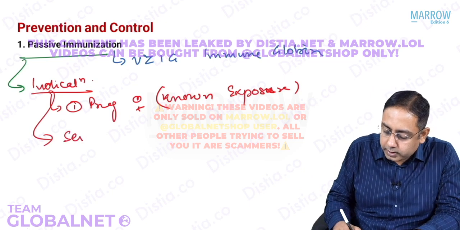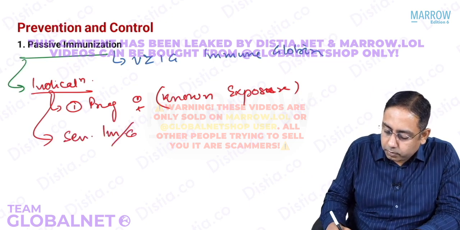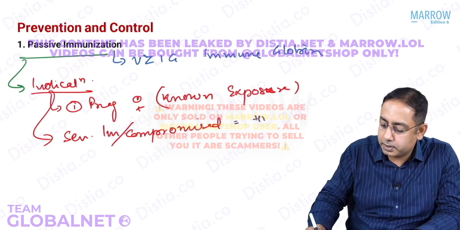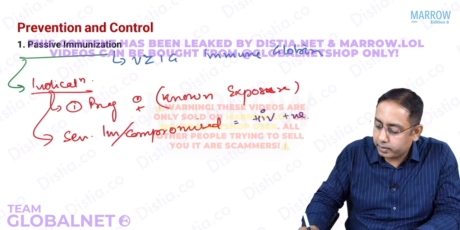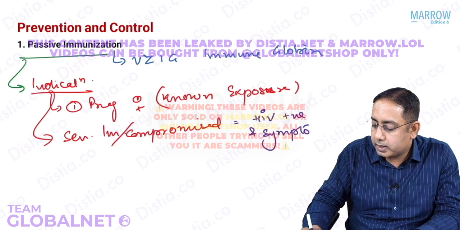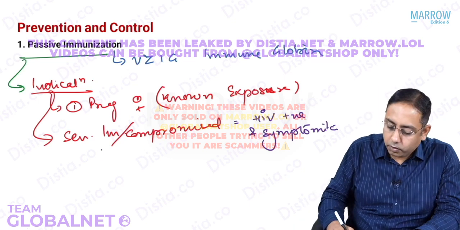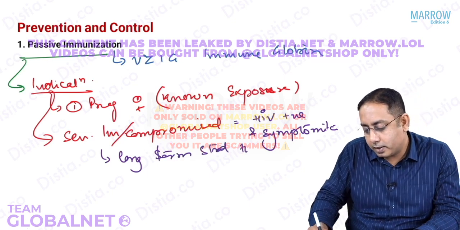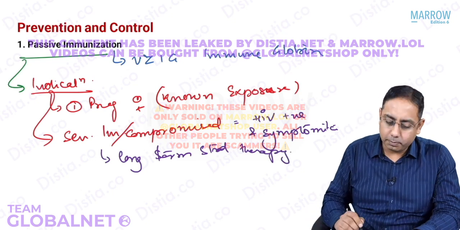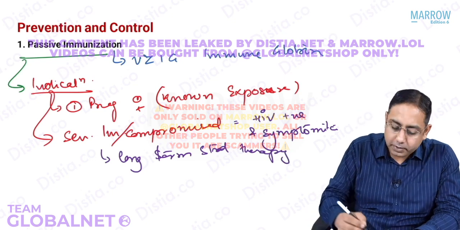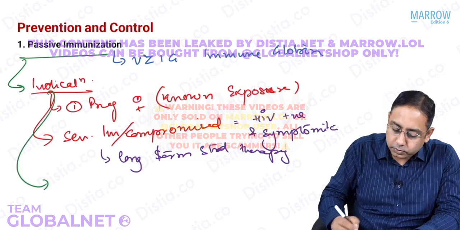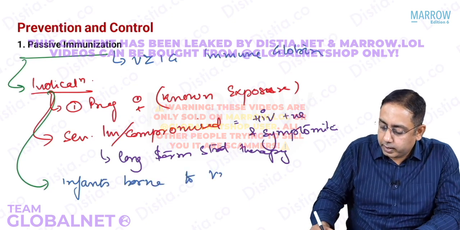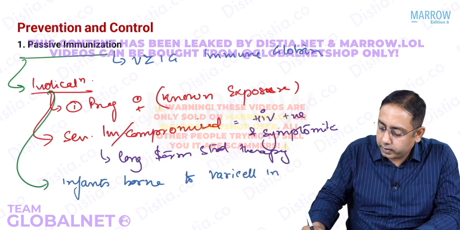Second, this is also given in cases of severe immunocompromised state. What is a severe immunocompromised case? Patients or children who are HIV positive and symptomatic, or in cases of long-term steroid therapy. Again, that is a severe immunocompromised state. Also, prevention using passive immunization is given to infants who are born to varicella or chickenpox infected mothers.